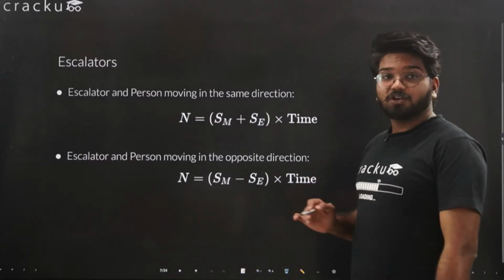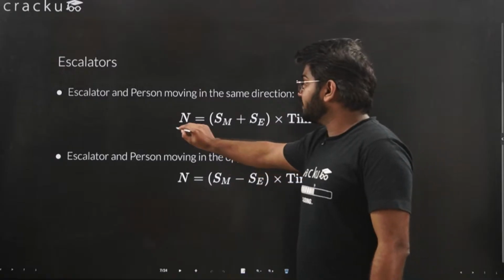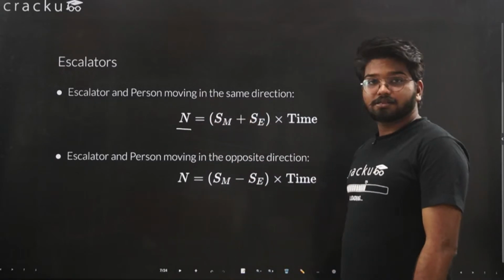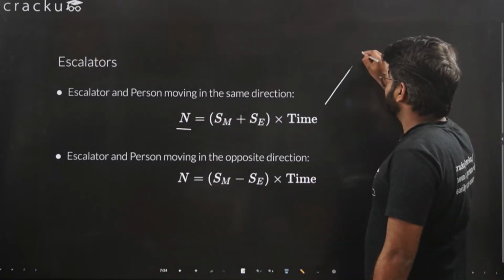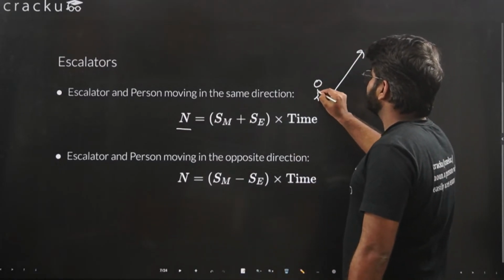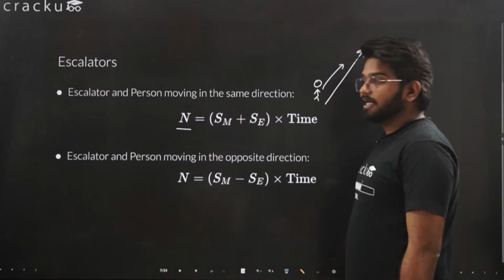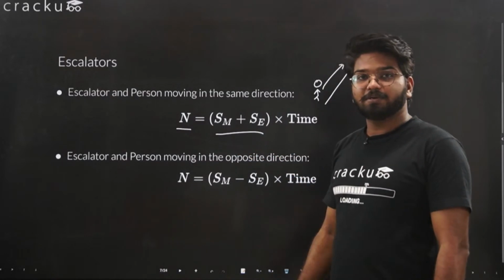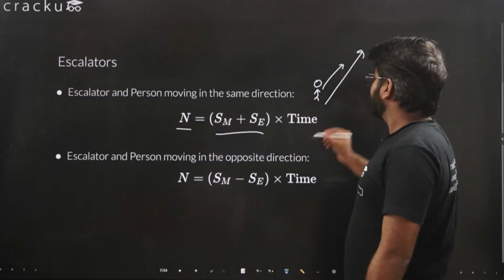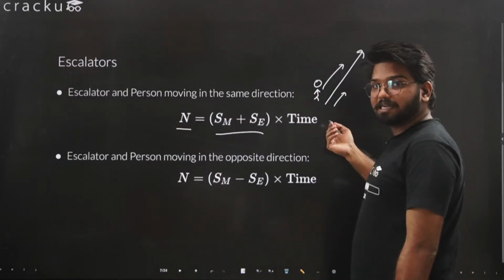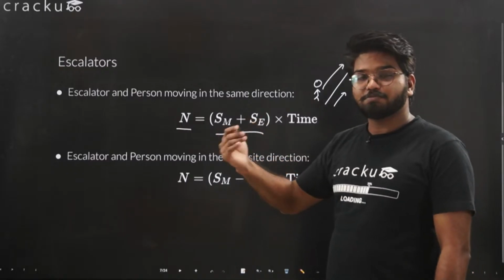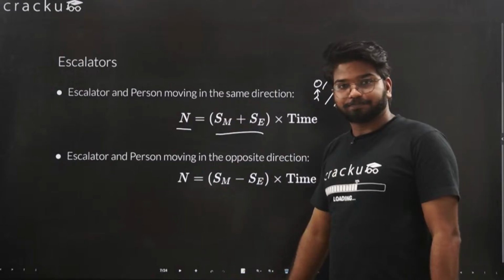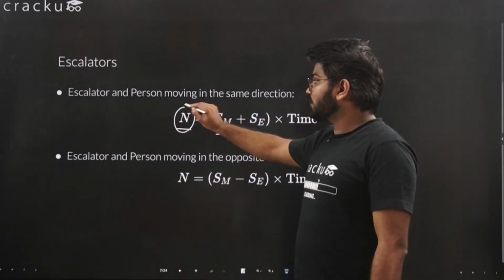Yeah, the number of steps will remain the same. Let's say the number of steps be n. Now if the escalator and person are moving in the same direction, escalator is moving up, the person is also moving up, then the speed will be what? The relative speed will be the sum of both of their speeds, because the escalator is also moving in the same direction, it is also taking some steps, and the person is also taking some steps, into time. This will be equal to total number of steps.